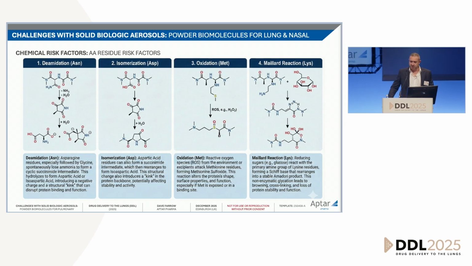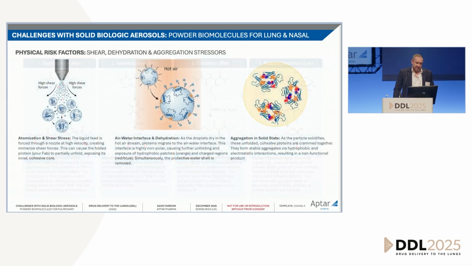As most of you know, there are a number of chemical challenges we need to overcome first and foremost with proteins: deamidation, isomerization, oxidation, and the Maillard reaction. I should say my slides are particularly busy, so focus on the pictures and the narrative. I've added the extra detail so people can look at them afterwards and refer to them. Then when it comes to the process, we're overcoming shear-induced degradation, dehydration stresses, and aggregation stresses in the liquid and solid state, which we need to think about and put amelioration technologies in place for.